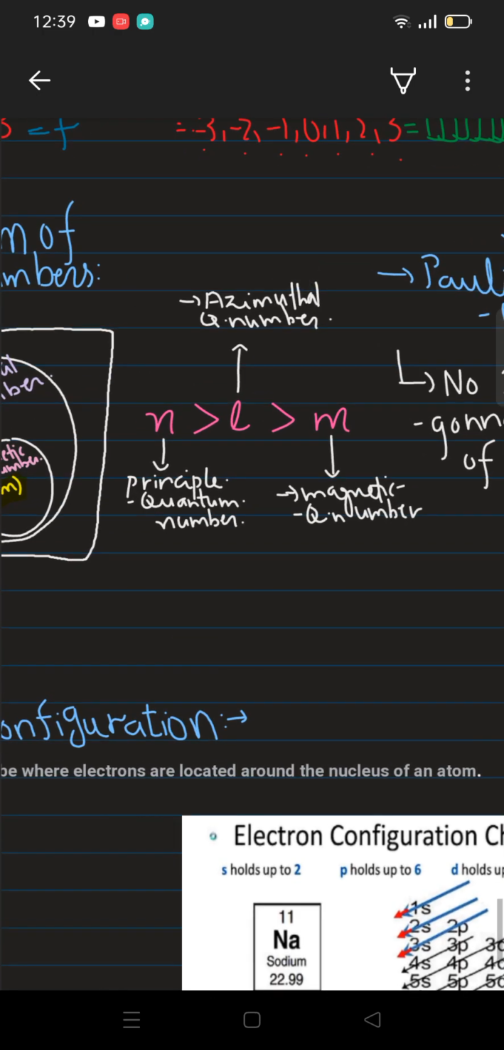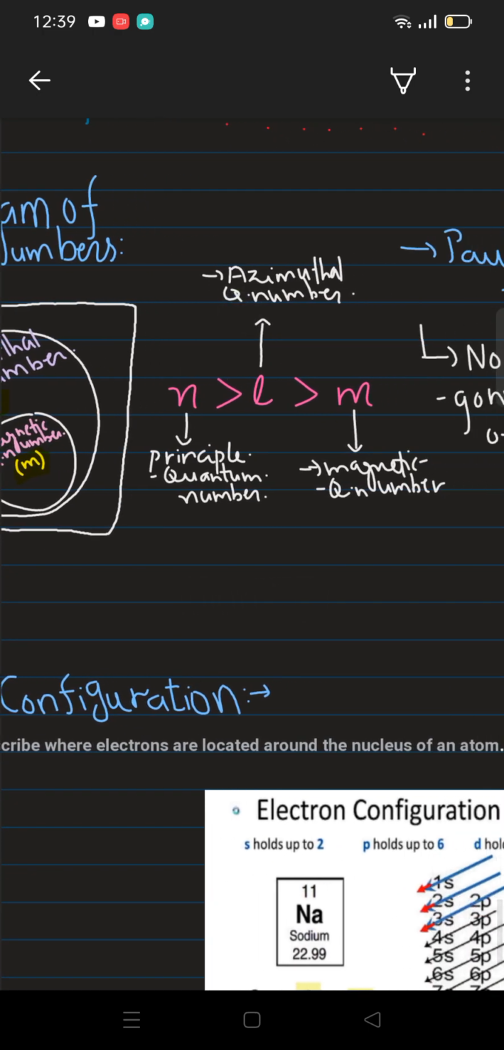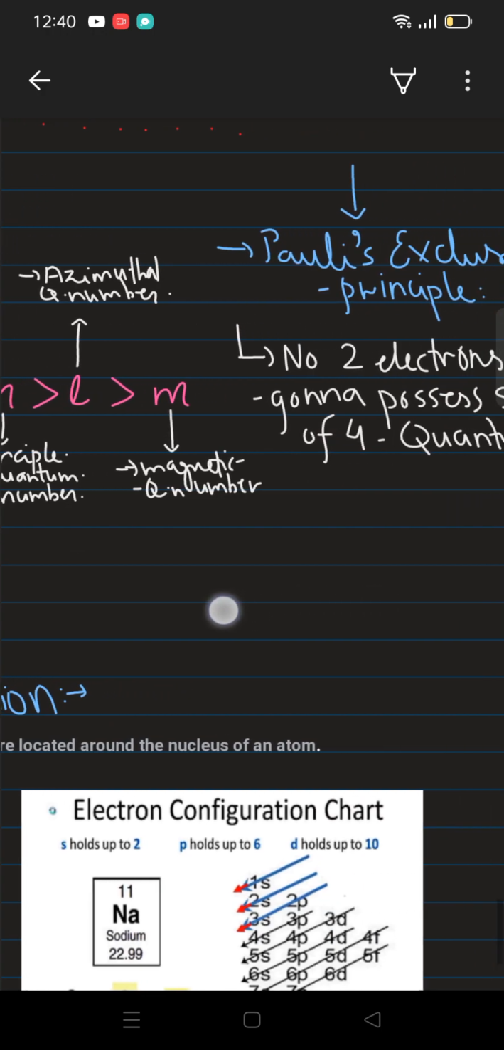Then I wrote this, which means n is greater than l. n is the principal quantum number, l is the azimuthal quantum number, and m is the magnetic quantum number. So n is greater than l, which means the principal quantum number is greater than the azimuthal quantum number, and the azimuthal quantum number is greater than the magnetic quantum number.